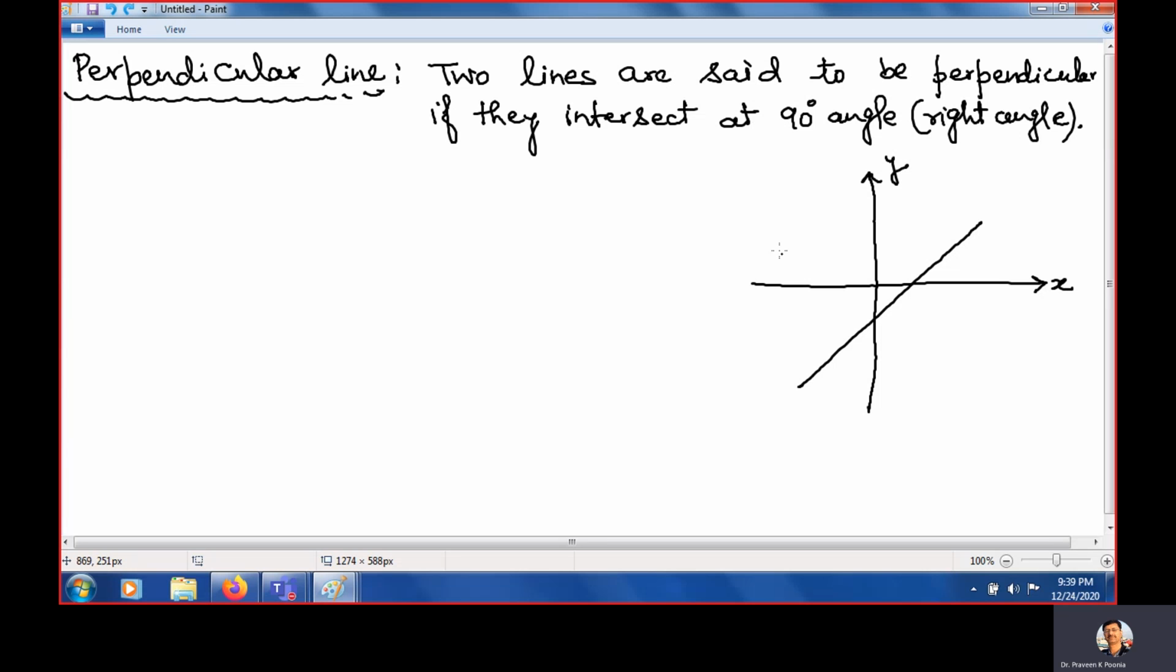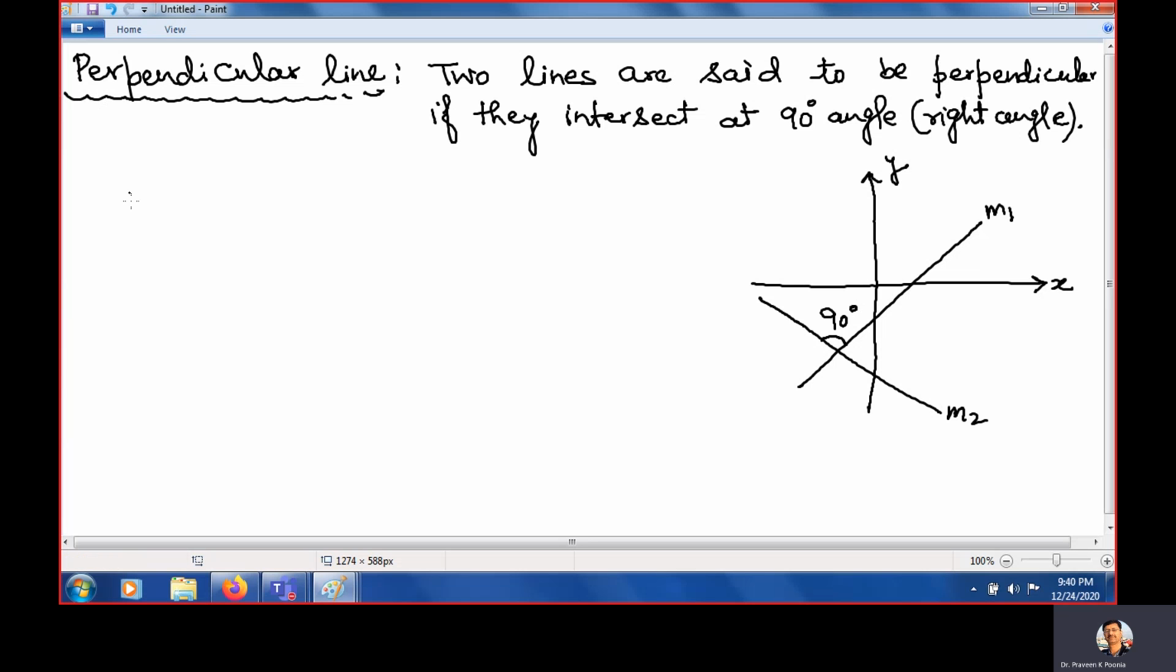You can say this is another line. Clear? So this angle is 90 degrees. The two lines are intersecting. This is the M1 line and this is the M2 line. Clear? And if these two lines are intersecting at 90 degrees, so these two lines M1 and M2 are perpendicular lines. Clear?